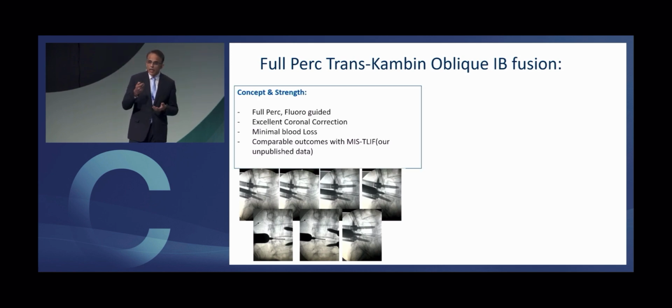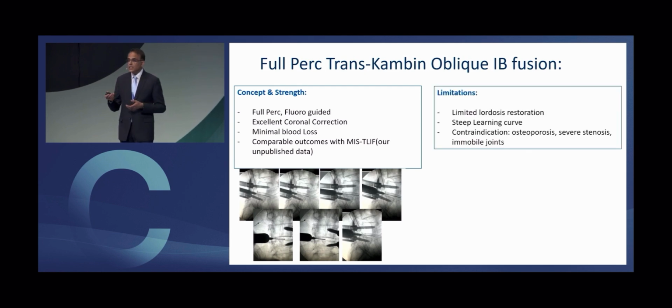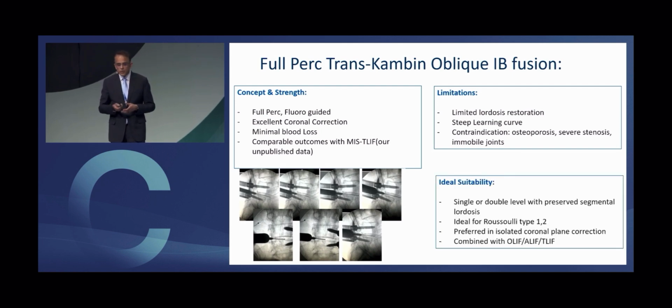So the concept is again like OLIF, it believes in indirect decompression, it's full percutaneous, fluoroscopic guided, it gives excellent coronal correction, minimal blood loss, comparable outcome with MIS-TLIF. It has limitations, it does not restore your lordosis too much. You need to have a proper lordotic segment to do this procedure. It has a steep learning curve, and contraindications are just like routine indirect decompression: osteoporosis, severe stenosis, and a rigid segment.